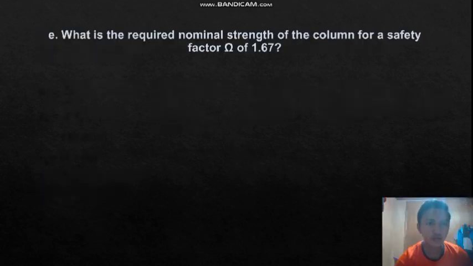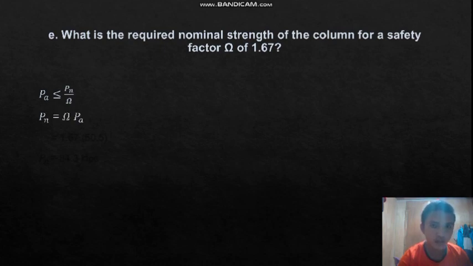For the next question, what is the required nominal strength of the column for a safety factor of 1.67? Since the required load capacity is less than or equal to nominal strength over safety factor, by deriving the formula, the required nominal strength is equal to safety factor multiplied by required load capacity. By substituting the variables, we get 1.67 multiplied by 50.5. We get the required nominal strength for the column of 84.3 kips.